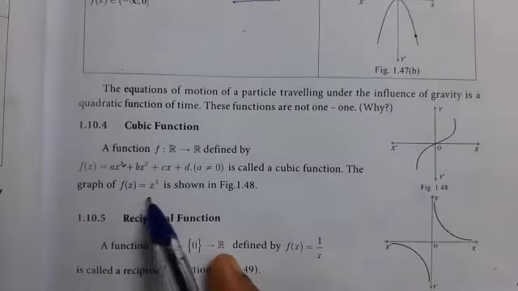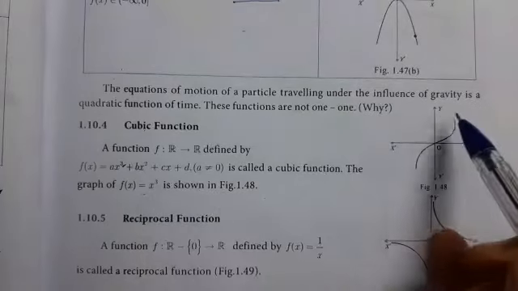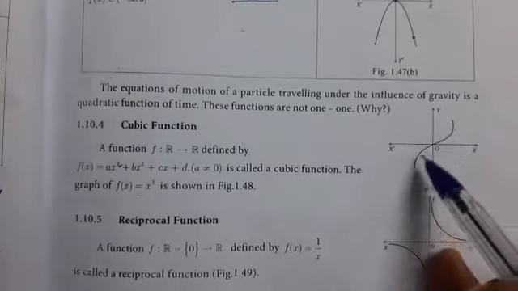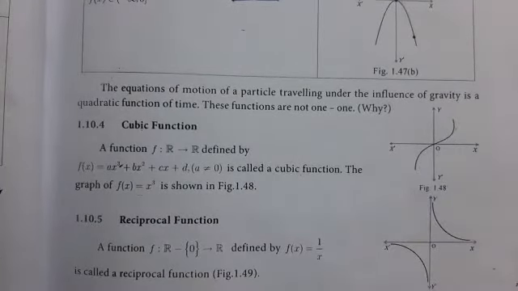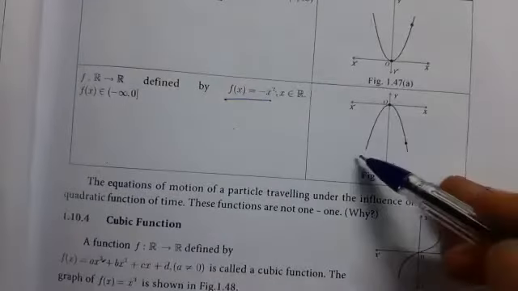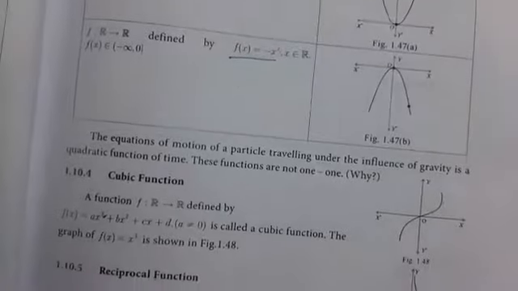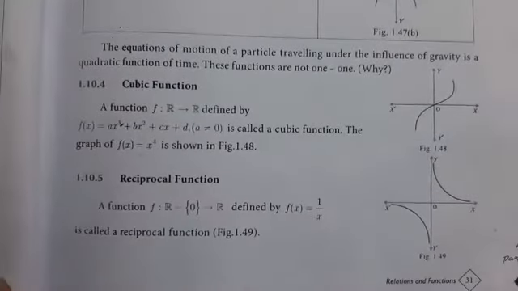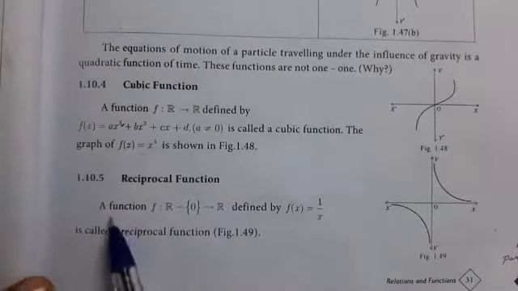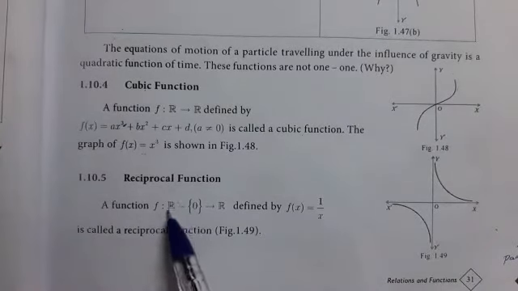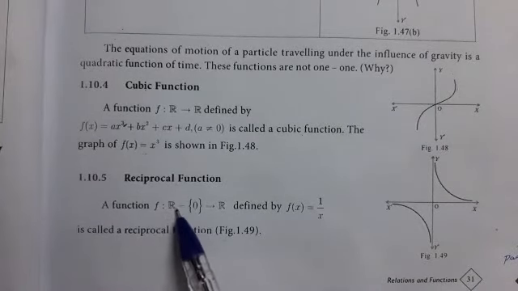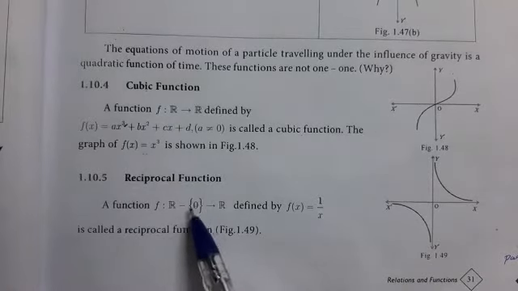f of x is equal to x cube. For x cube, for cubic function, your graph is like this. For quadratic equation, you have a graph like this. Okay. For linear, you just have a straight line. Now see the function reciprocal. A function f from real function, that is real minus 0, except 0.